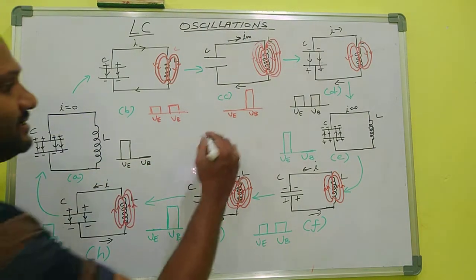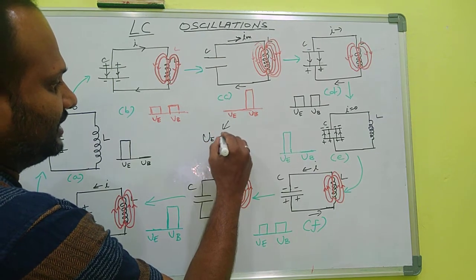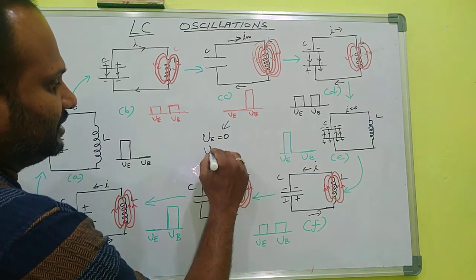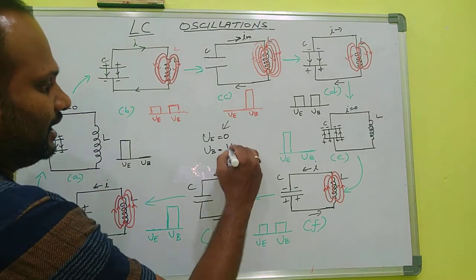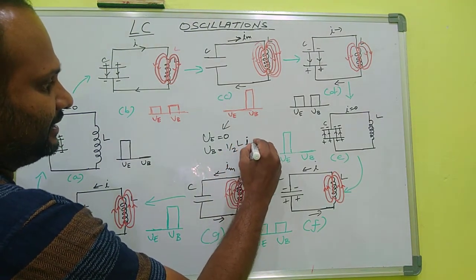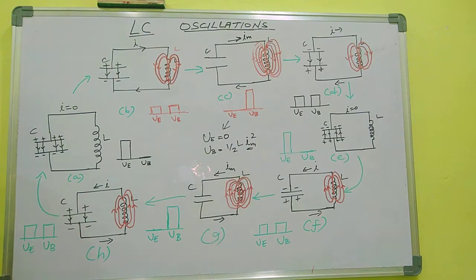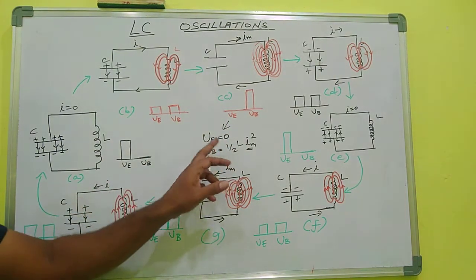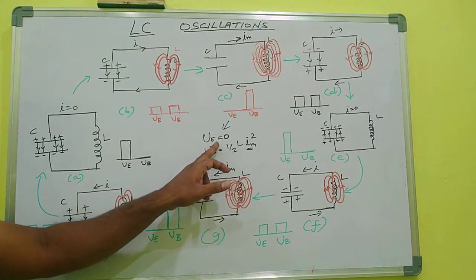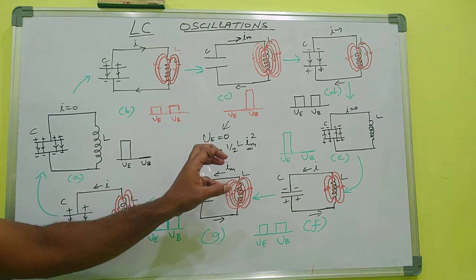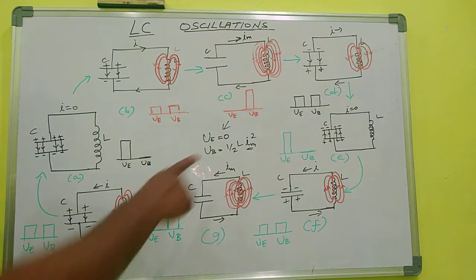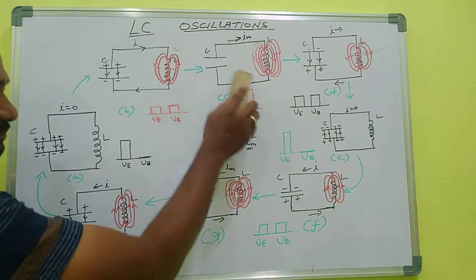So in this case UE is equal to 0, UB is equal to what? Half L Im square. This Im represents maximum current. That means maximum possible current passing through the inductor. So it produces the maximum magnetic field, the maximum magnetic potential energy. So in this case the total energy is wholly magnetic. There is no electric component, there is no electric potential energy here. This is for step 3.